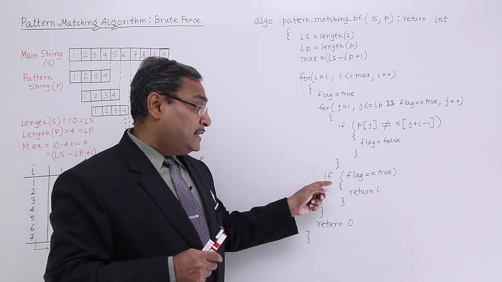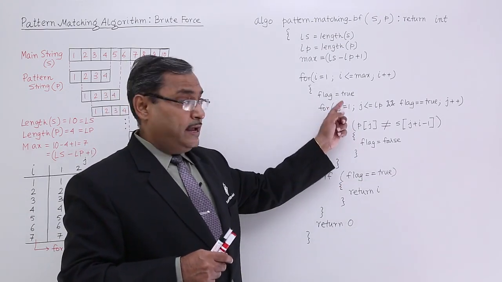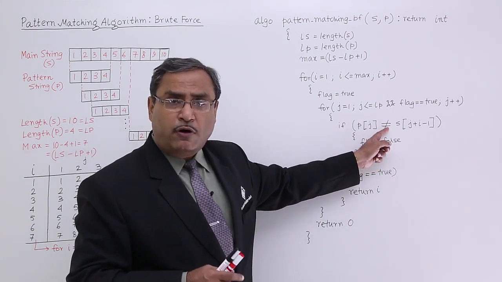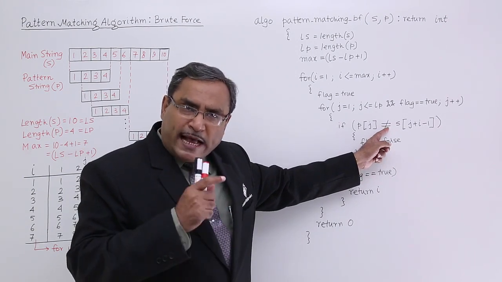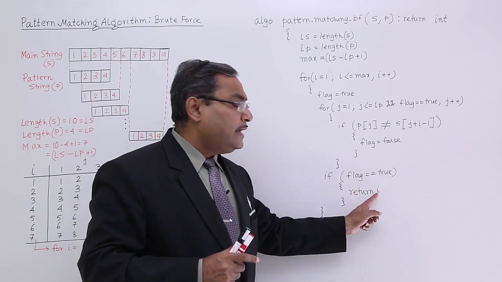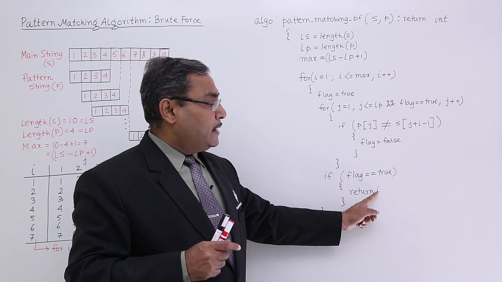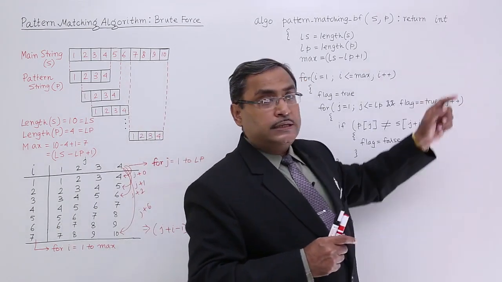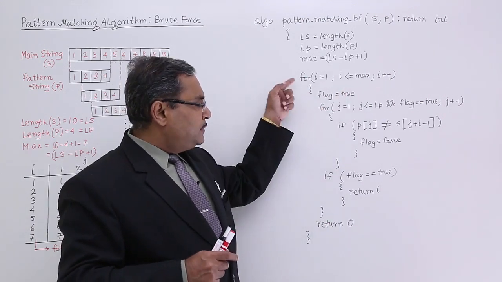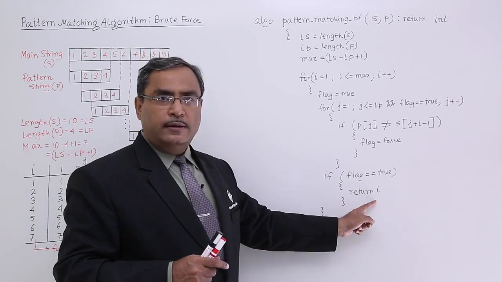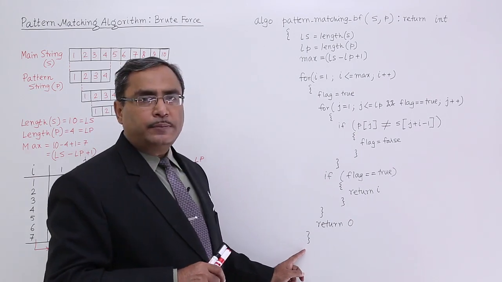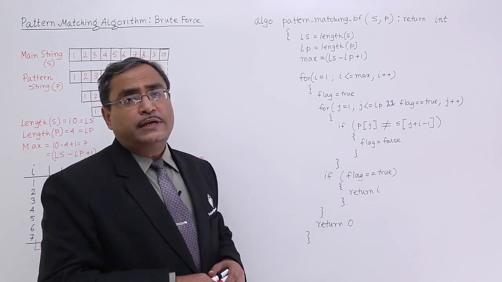But if the flag still remains true, here it was true, here it could not become false. That means the mismatch condition was never satisfied even once, so the pattern has been found. So if flag is equal to true, then return i. At the ith place, I got the pattern. But if, after placing the pattern the max number of times, I can't return i, that means nowhere could I find the pattern. Then return 0, and end of the algorithm. So this is my brute force pattern matching algorithm.